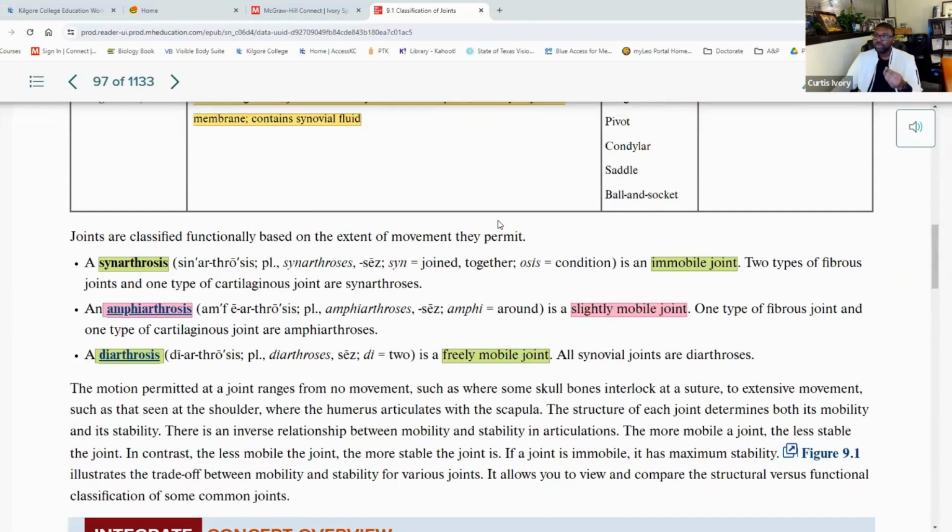So with all those joints, the movements can be functionally categorized. You have synarthrosis, which means that joint is immobile or unable to move. You have amphiarthrosis, which means it's slightly able to move. And then you have diarthrosis, which means that joint can move freely, kind of like our fingers. They can move freely.